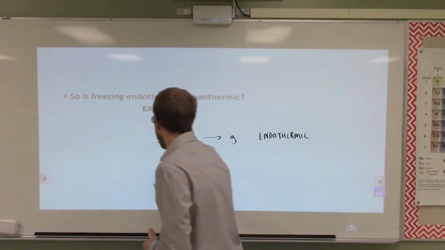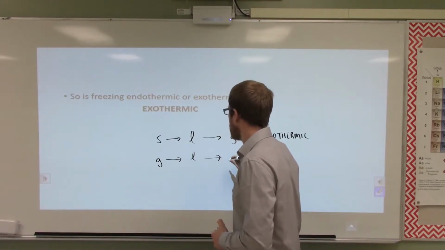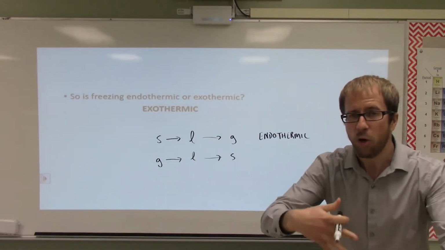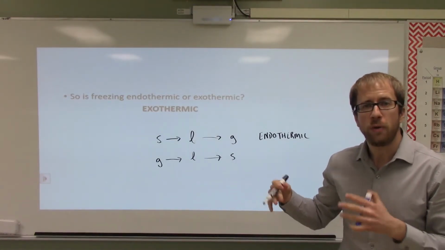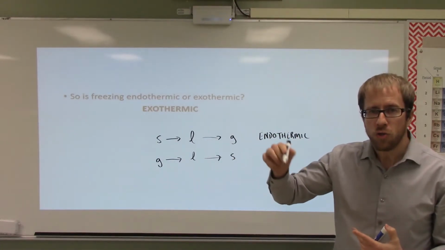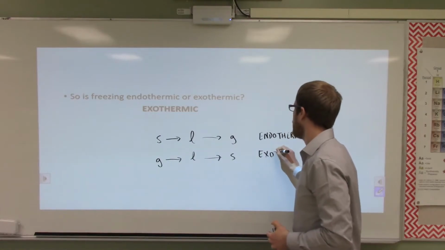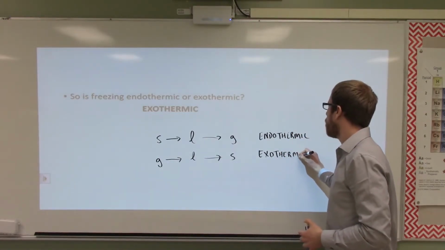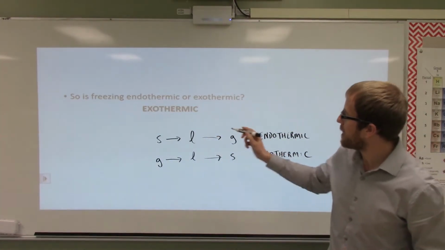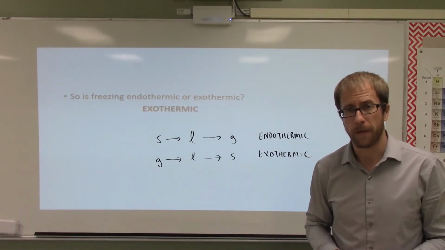Now on the flip side, if we are condensing a gas, we are forming new interactions between our gas particles, and it becomes a liquid. And if we're going from a liquid to a solid, we're forming new interactions again to become a solid. When you form new bonds, new interactions, this generates energy. This is exothermic as a result. So if you are going in this direction, solid, liquid, gas, that is endothermic. If you are going from gas to liquid to solid, that is exothermic. Okay?